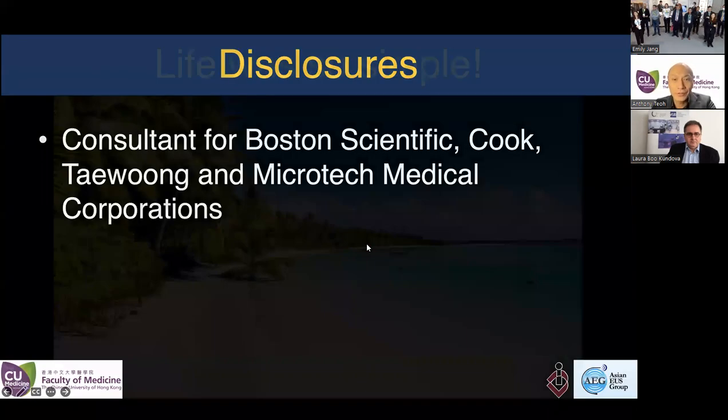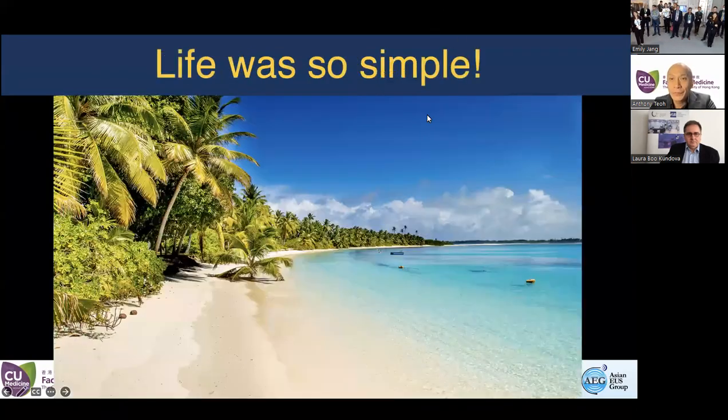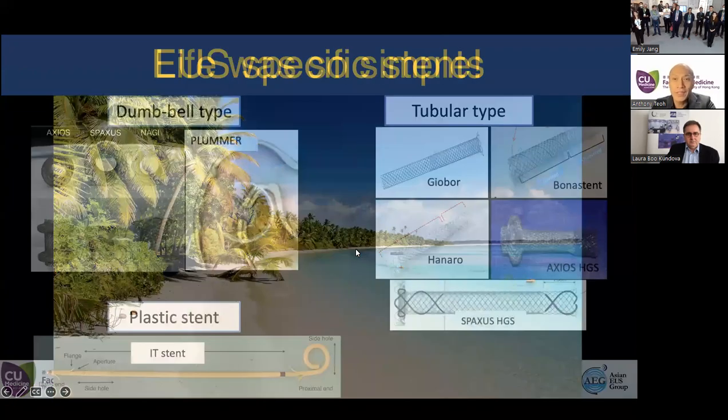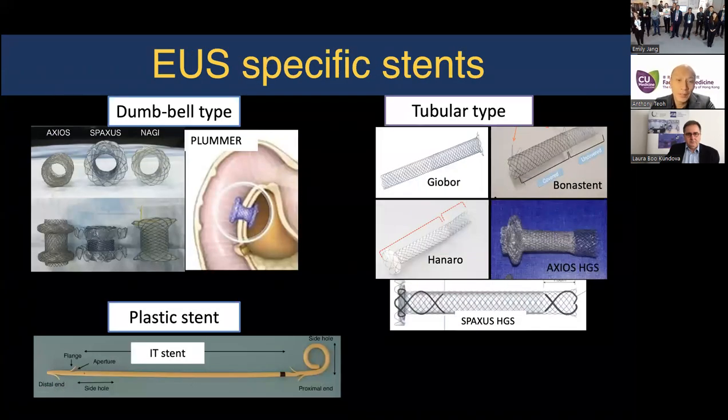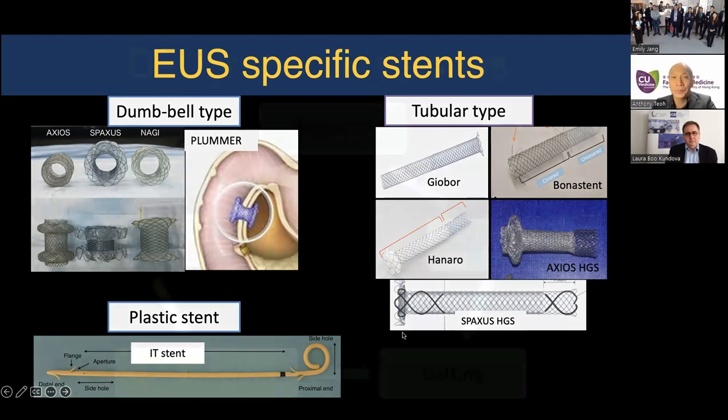These are my disclosures. So before, our life was so simple, right? Because we don't have so many stents to choose from. But since the birth of all these new EUS devices, life is becoming more and more complicated. And if you look at the family of EUS-specific stents, there is just so many for you to choose from. And in fact, all of these stents serve a particular purpose.